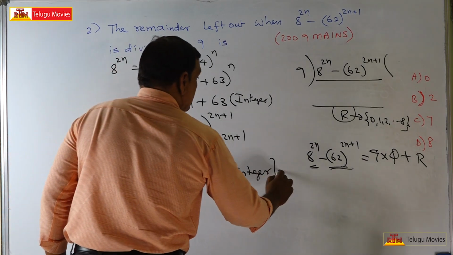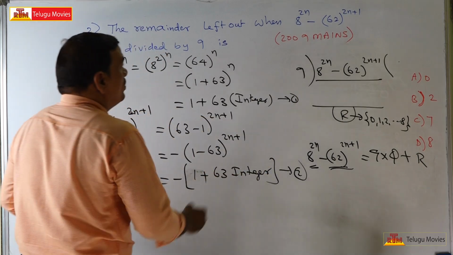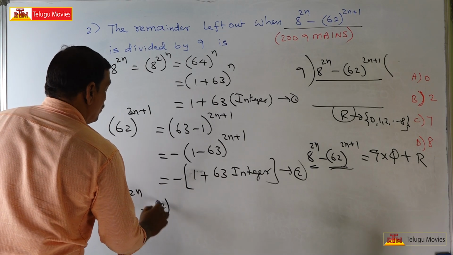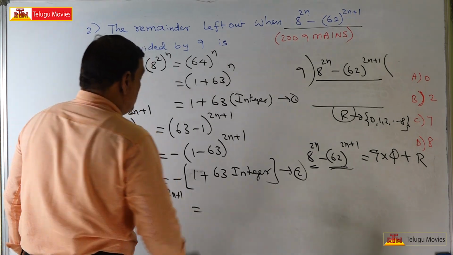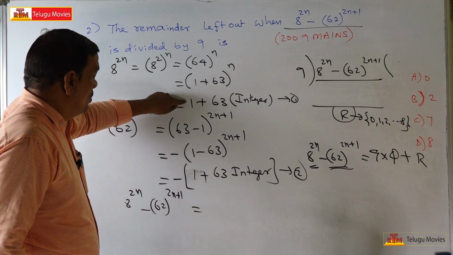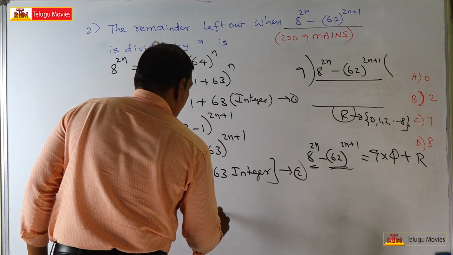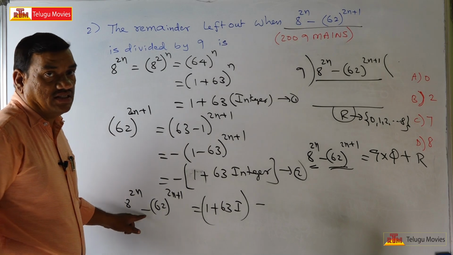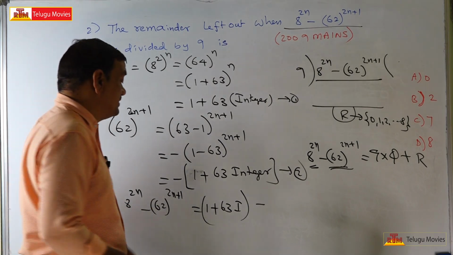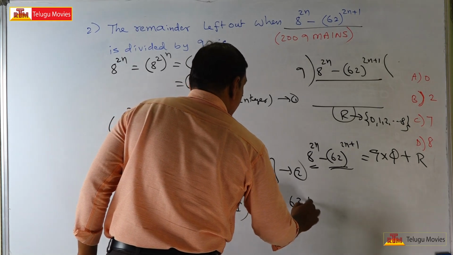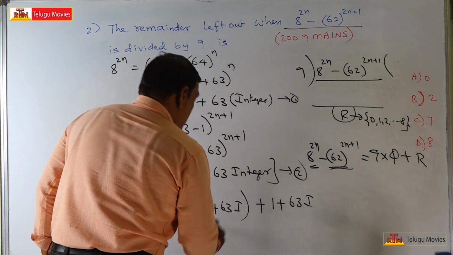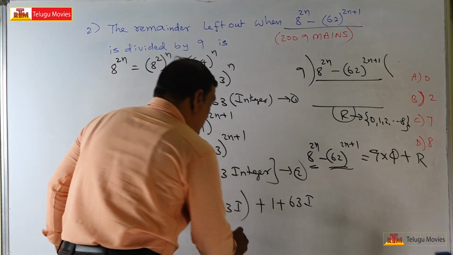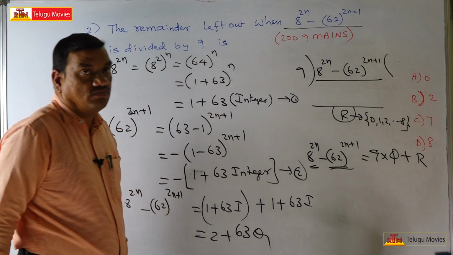So this is, call it the second one, and you call it the first one. Now we want the total problem, that means (8^(2n) − 62) whole to the power of 2n plus 1. This is equal to, if you observe here, 1 plus 63 some integer, minus, already one minus is there, so minus of minus, plus will come, plus 1 plus 63 into some integer. So 1 plus 1 is equal to 2, plus 63 some integer plus 63 some integer means 63 some integer you can write down. Understand?